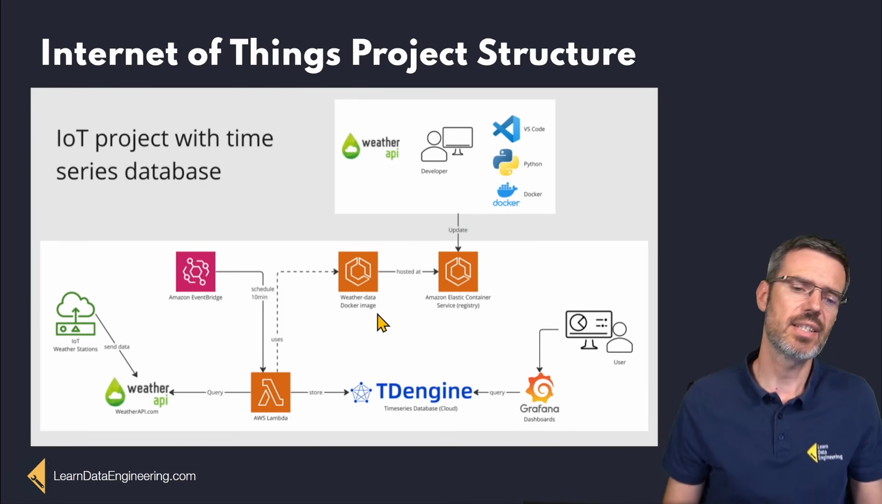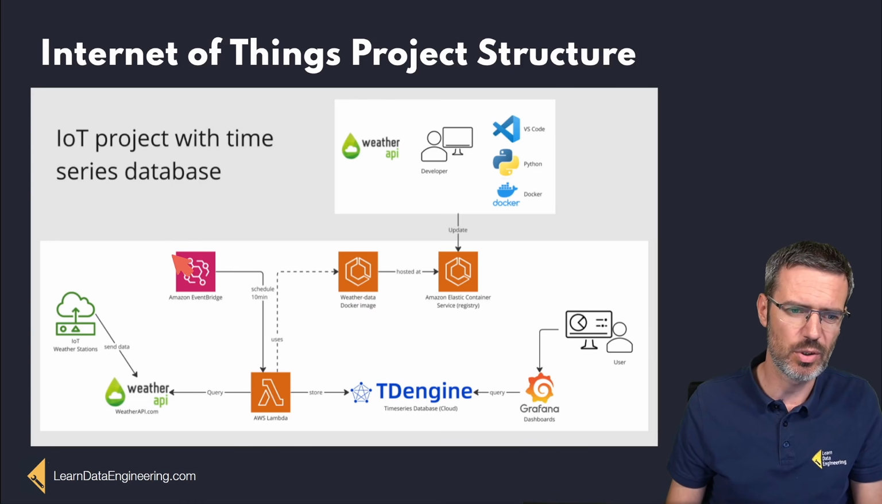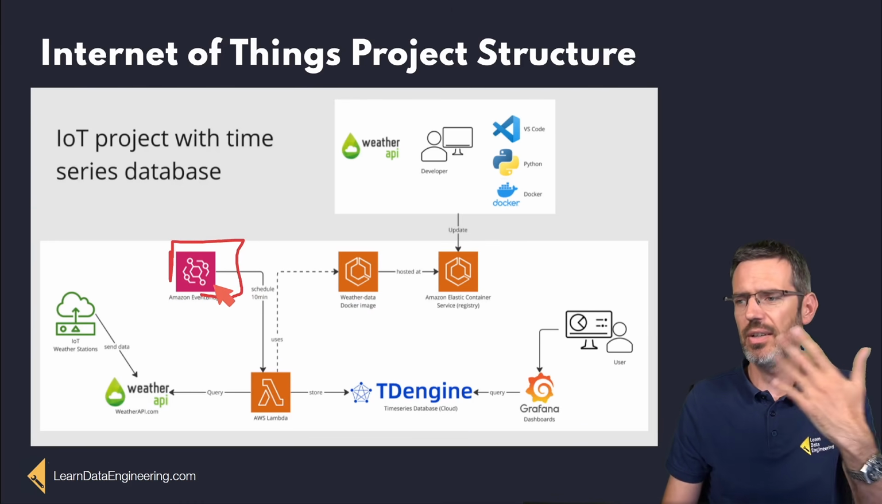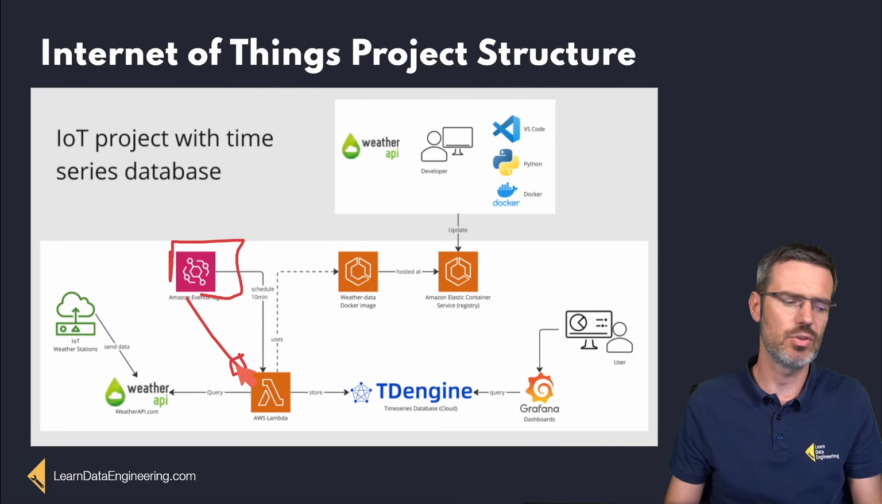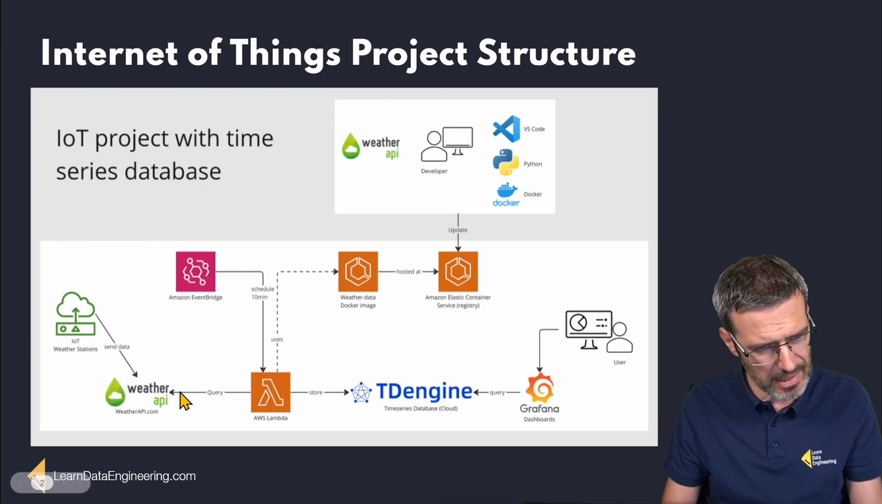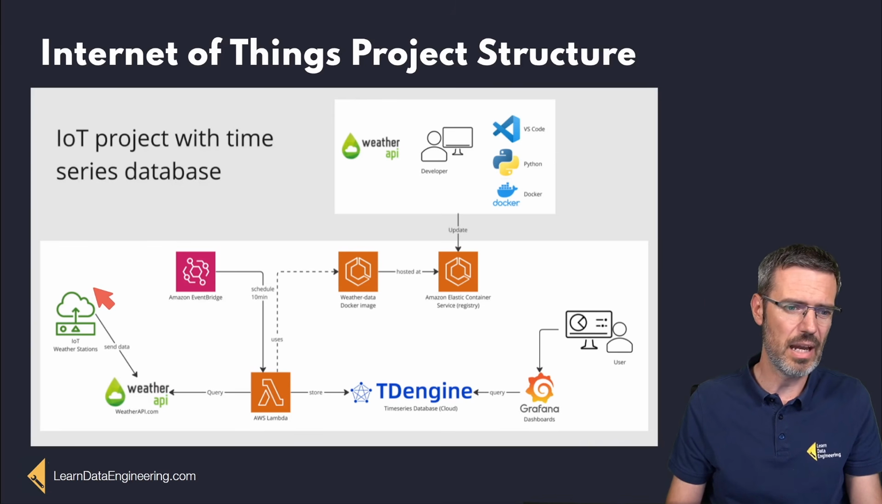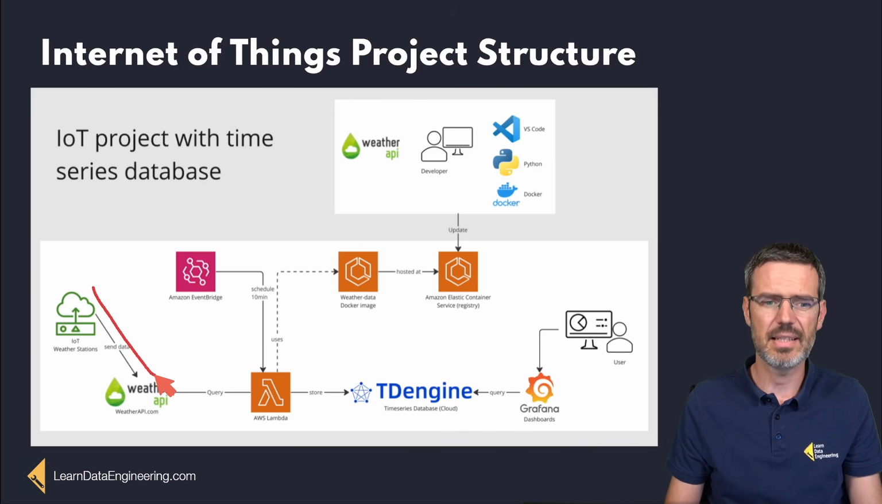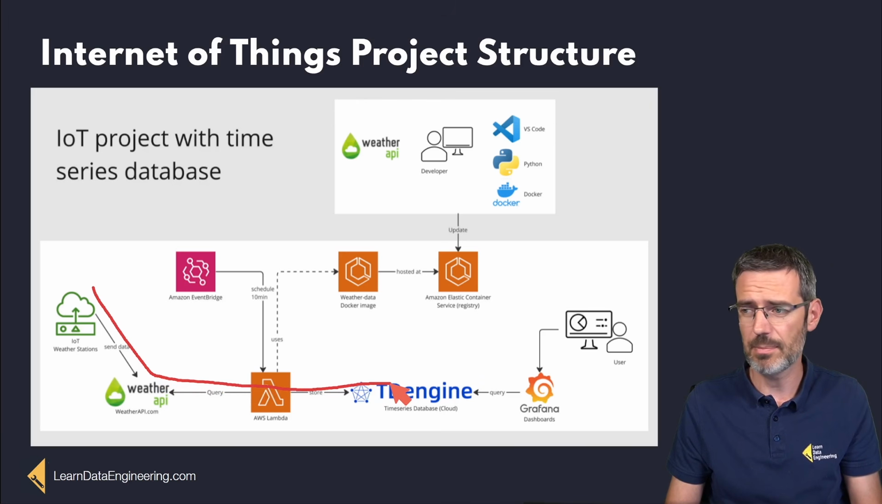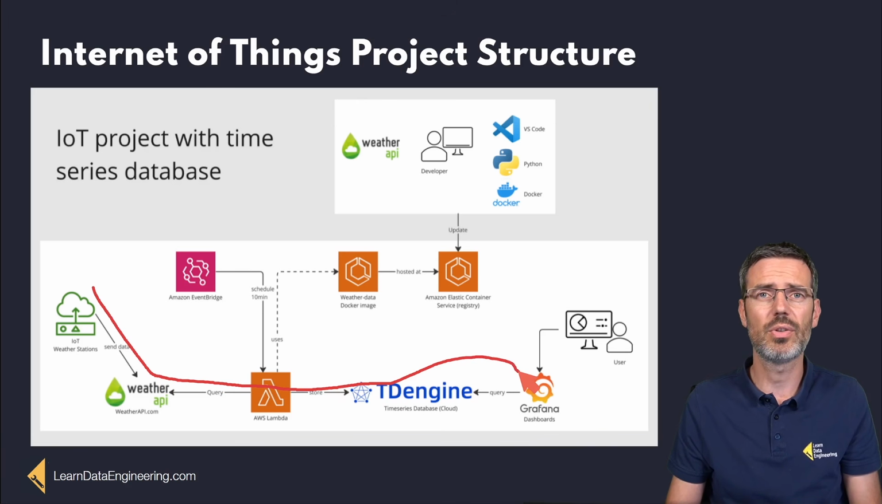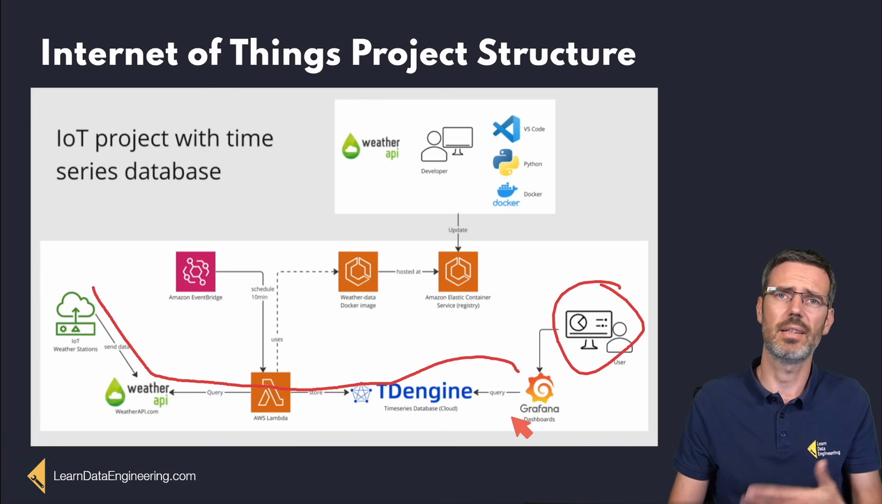How do we schedule this? Of course, just like always, we're going to use EventBridge here. Very simple service. EventBridge is then going to call the Lambda function every 10 minutes, and this way we basically get this end-to-end part. We have our weather data that's coming into the weather API, goes through the Lambda function, gets put into TDengine, then into Grafana, and on the end here we are sitting and watching it.